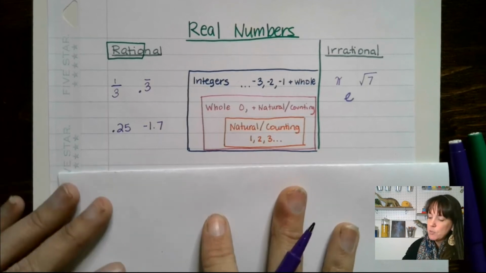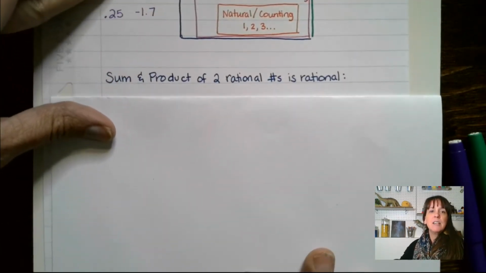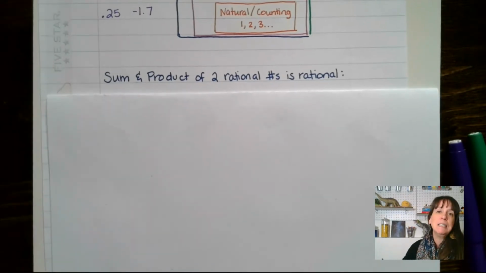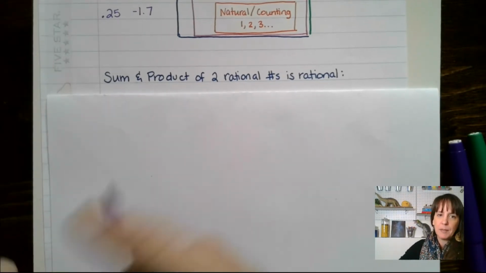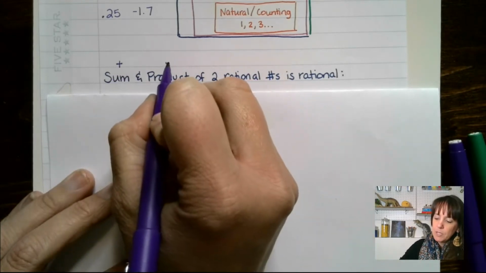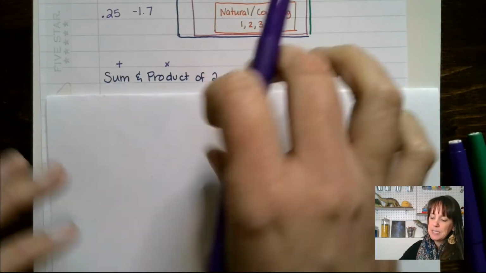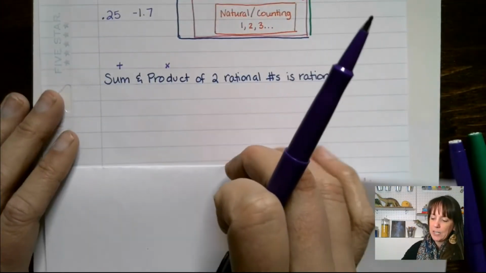Itself and it doesn't end. So now let's get into these things right here. The sum and product of two rational numbers is rational. All right, well, let's talk about sum. Sum means addition. Product means multiply. So we have two rational numbers, and if we add them together, they're going to be rational.